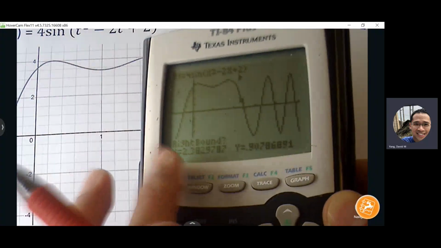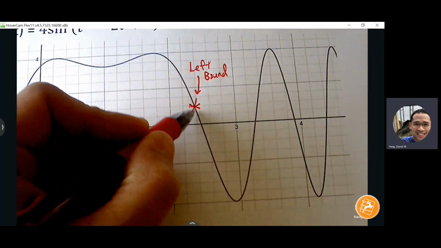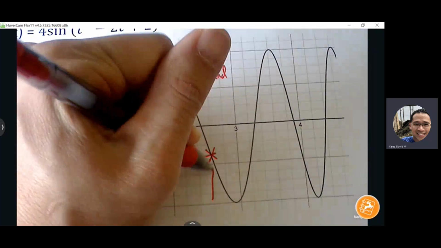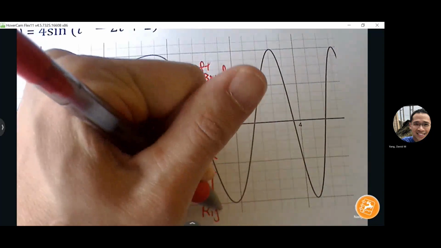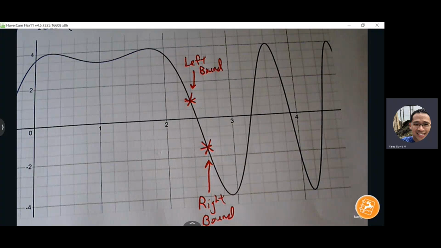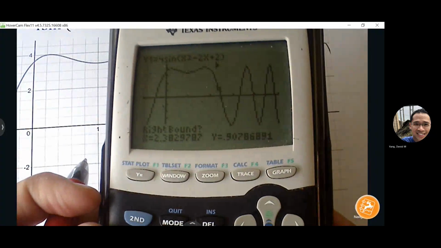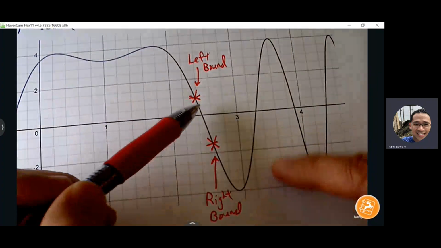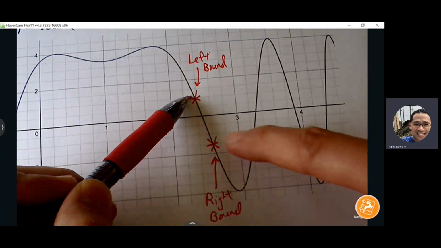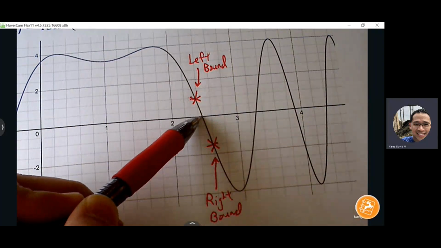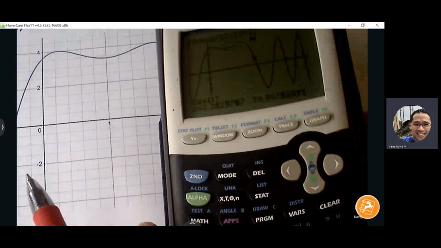And then you see the words right bound question mark. So now you're going to scroll your cursor to the other side of the x-intercept. Doesn't matter where. And you're going to give it a right boundary, so hit enter again. And then you see the word guess. So what the calculator is going to do is say, okay, you tell me to start here, you tell me to end here, I'm going to look for an x-intercept for you. It's going to find it for you. Right, hit enter again.